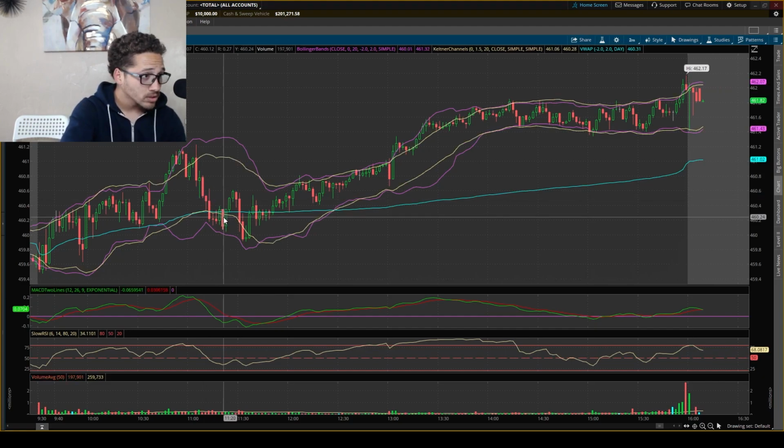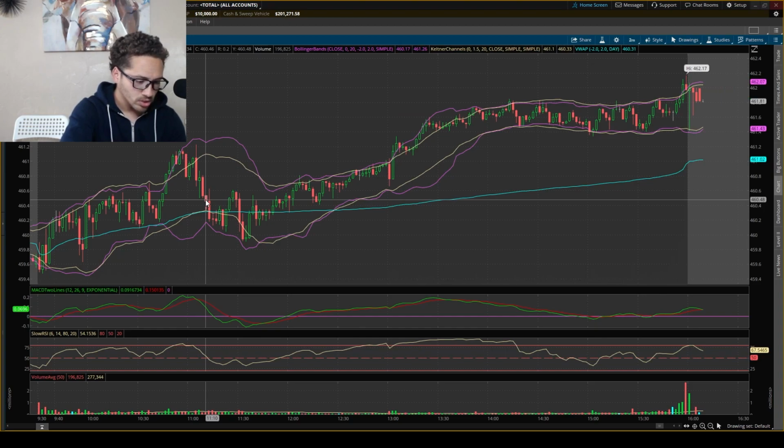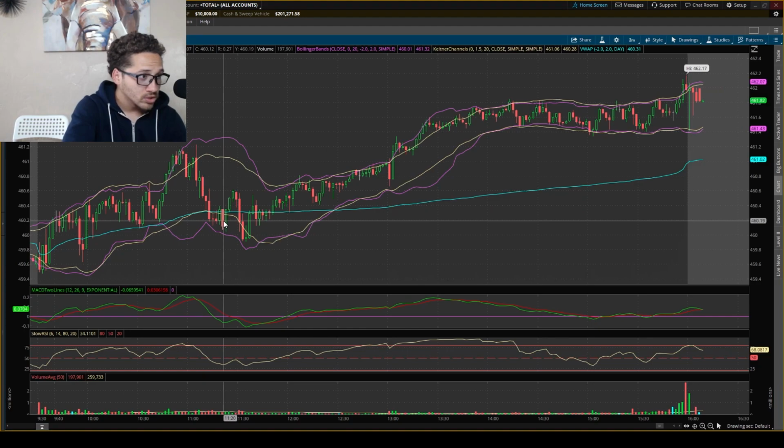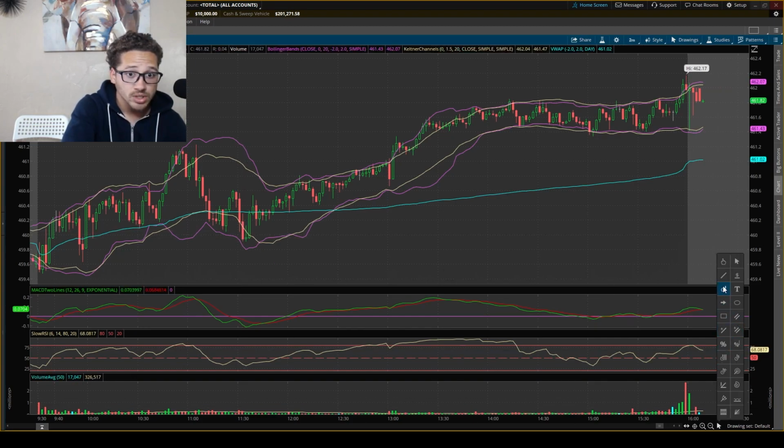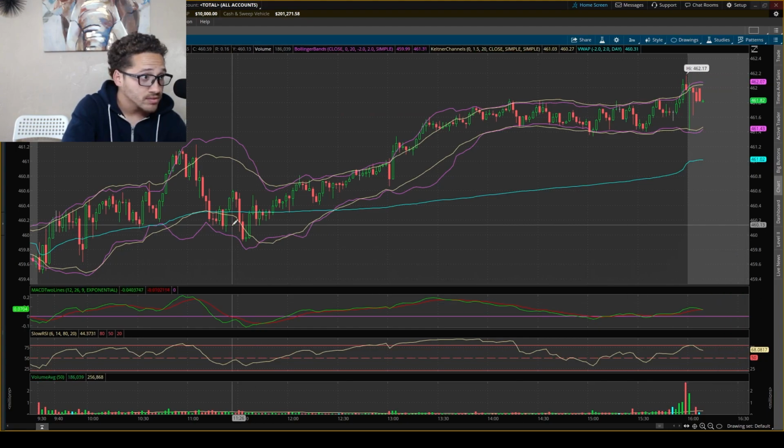At 10 a.m. Wait, no, that's the wrong one. Sorry. At 11:20, right here, we have one entry at 460.21. Then we managed to get another entry at 11:32, which is this candle here, at 459.96. So this is the winning trade of 11:20.